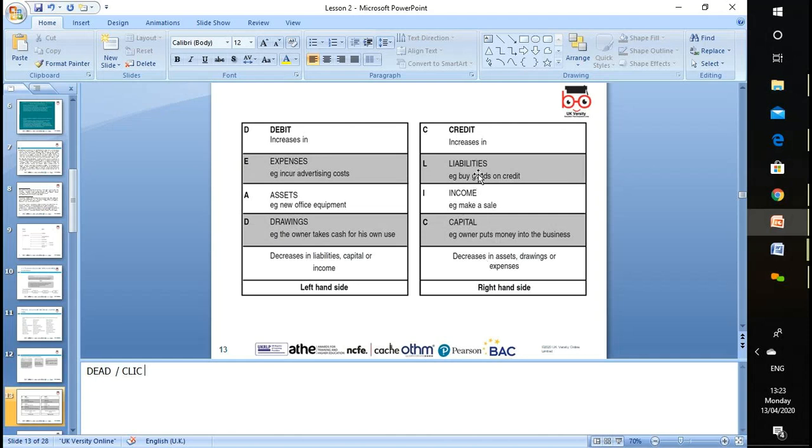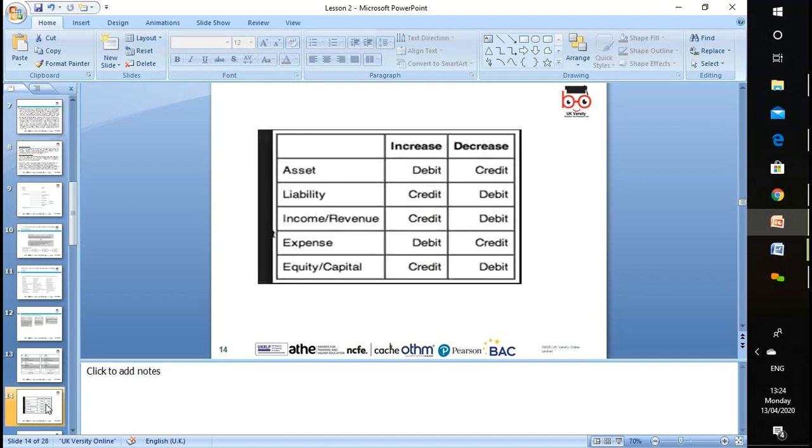Debit is opposite of credit. So on the credit side, when I increase my liability I do credit. You borrow more money, it means you owe more. Income, if you sell more goods, it means you have more income. Capital, if you put more money in the business, it means you have more capital in the business. So when these decrease we do debit, when they increase we do credit. That's the way we need to remember DEAD CLIC, what goes on the debit side, what goes on the credit side.